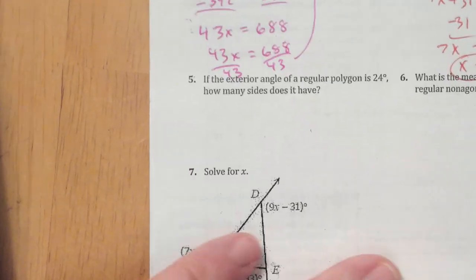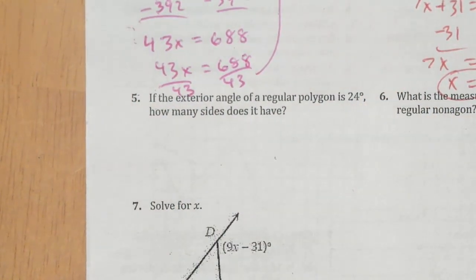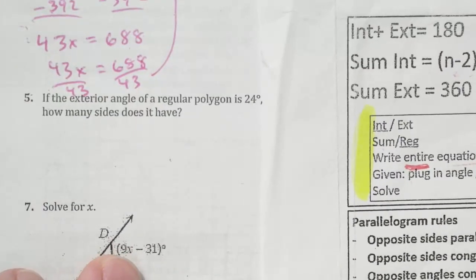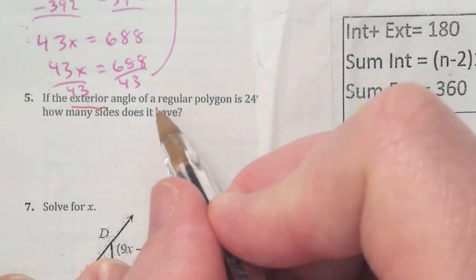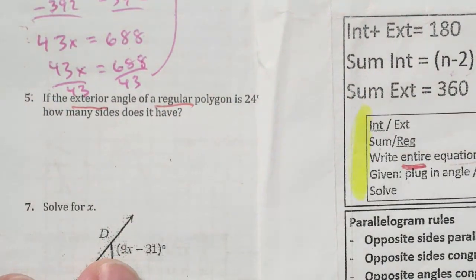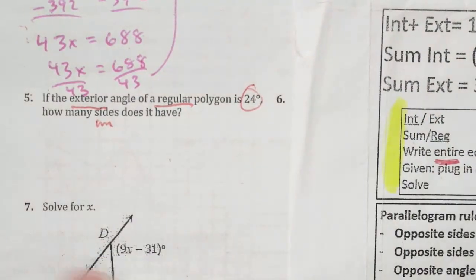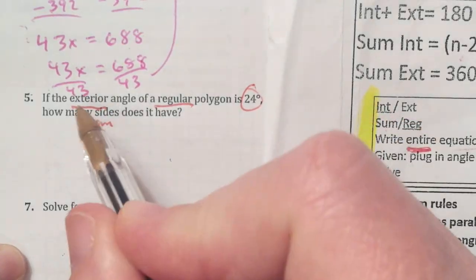Sweet. All right, number 5. So still following the same steps as before. Is this interior or exterior? This is exterior. Is it sum or regular? They said the word regular. They're looking for the number of sides, and they said that the angle is 24. So let's write out the equation. This is regular exterior.